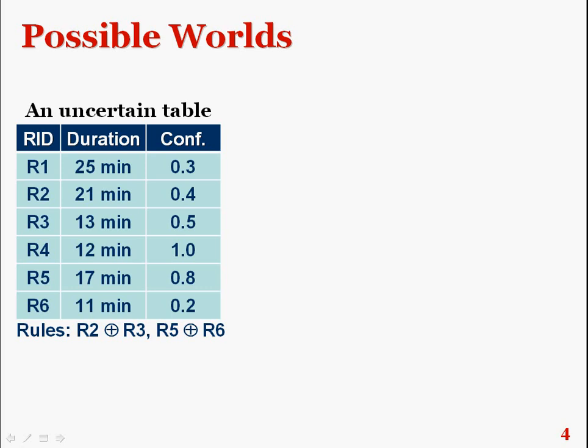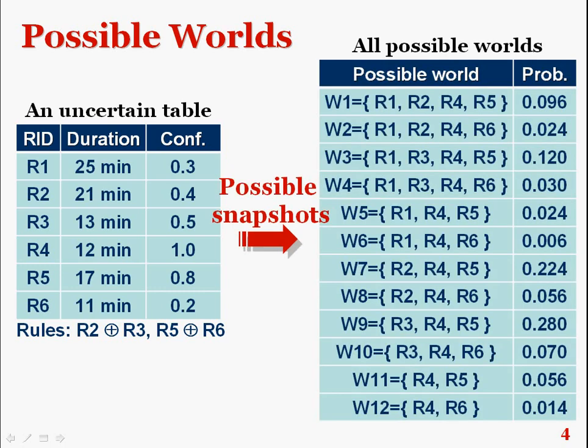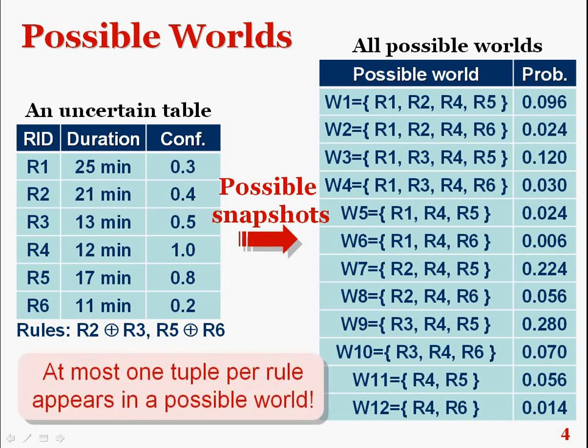The uncertain table can be viewed as a summary of a set of possible worlds. A possible world is a possible snapshot of records that can be observed. For example, a possible world W1 contains R1, R2, R4, and R5. So the probability of W1 is a product of the confidence of those tuples. The set of possible worlds are governed by generation rules. For example, R2 and R3 are exclusive, so they never appear together in one possible world.